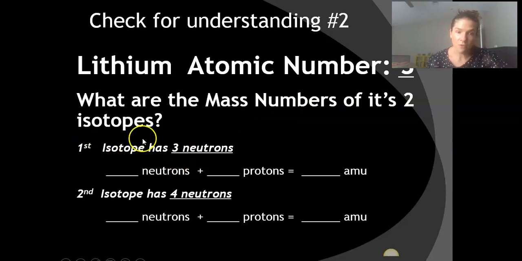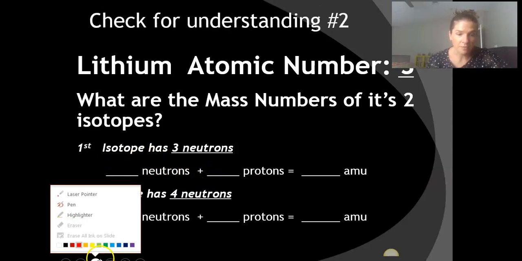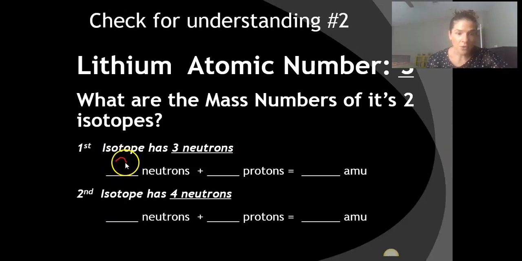Okay, so this first isotope has 3 neutrons. So if you have 3 neutrons, they go right here. How many protons does it have? It has 3. So we've got 3 neutrons. We have to pick a color. So we have 3 neutrons. Oh, this is when it gets really interesting when I start trying to write. 3 neutrons plus 3 protons equals 6 AMU.